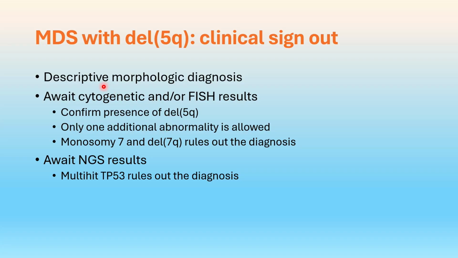What I would do is say something descriptive: normocellular bone marrow with atypical megakaryocytes, see note. Then in the note we say we need cytogenetics to confirm the presence of deletion 5q. Only one additional abnormality is allowed. Monosomy 7 or deletion 7q are not allowed. So cytogenetics is very crucial to make this diagnosis. At the same time, NGS is also necessary, because if you have multi-hit p53, that takes it out of this category.